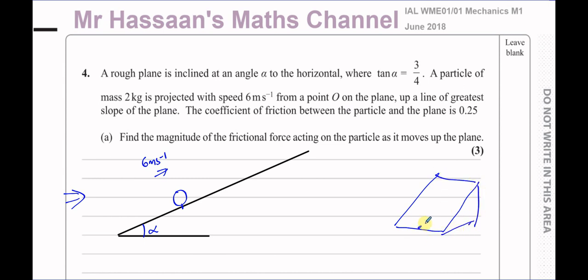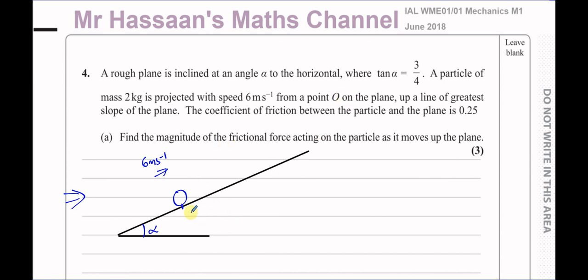So what it means is basically this object is not going at an angle like this or like that. It's going up the shortest distance up the plane. It's going up like that. The line of greatest slope of the plane. So it's going up that line, not going at some sort of angle. That's what it means by this statement here. A lot of students don't really understand what it means. It doesn't really affect the question. That's obviously how we're going to deal with it. But just for your information, that's what it means.